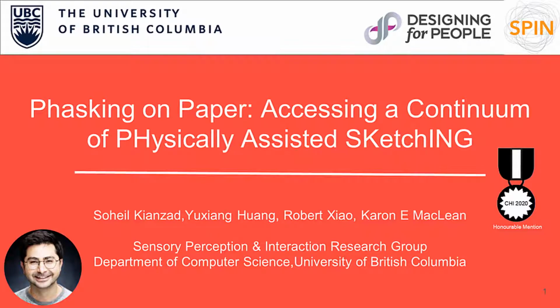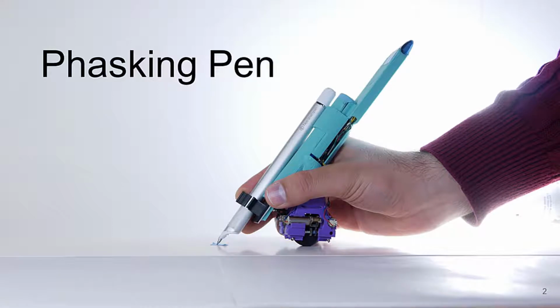Hello, my name is Soheil Kianzad, and I'm a fourth-year PhD student in computer science at the University of British Columbia. And today, I'm glad to present our work with my colleagues at Spin Lab. The title of my talk is Phasking on Paper, Accessing a Continuum of Physically Assisted Sketching.